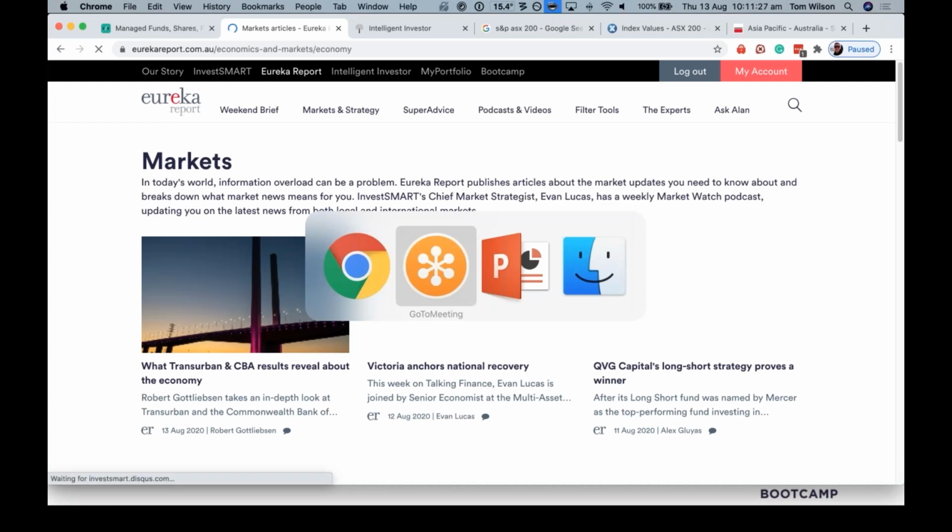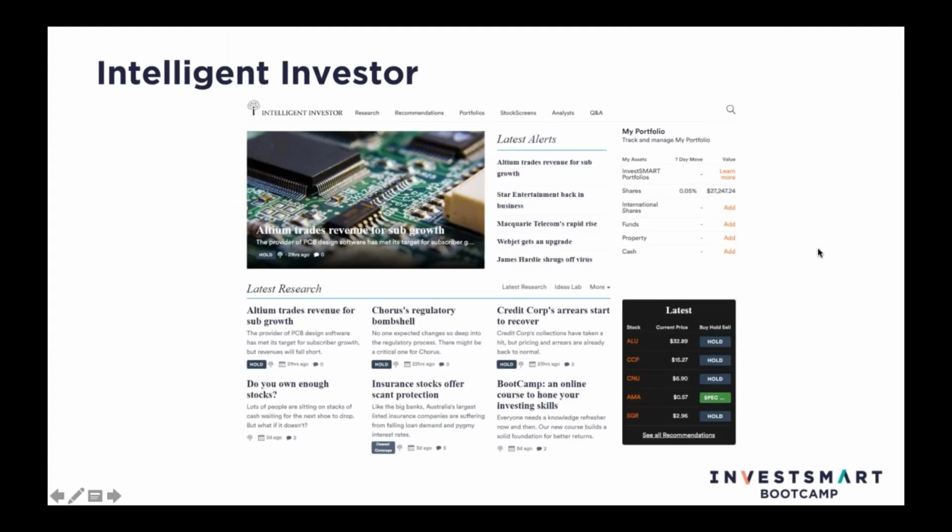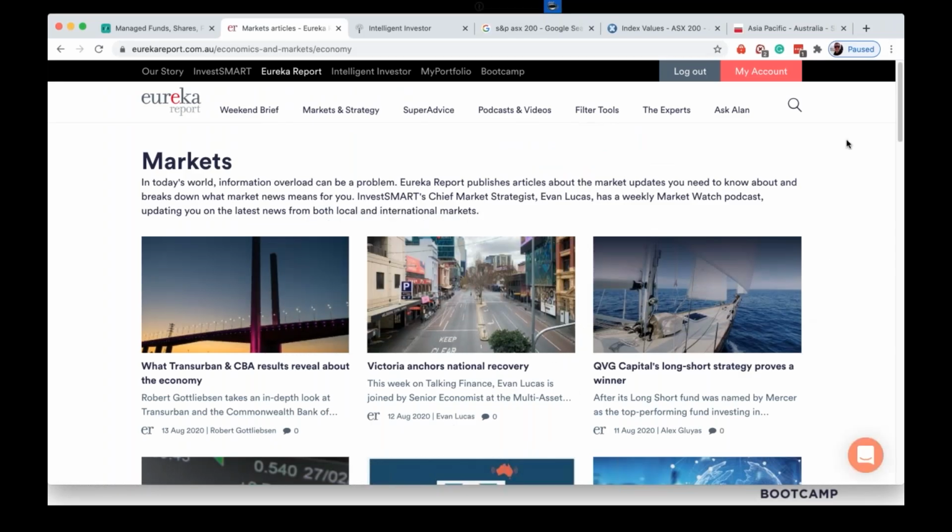So the other resource that you've got, and you should definitely take advantage of, is Intelligent Investor. It has a value investing philosophy, and you've got analysts working behind the scenes, giving you their research, but also their latest recommendations on ASX stocks. So let's have a quick look at that as well. As I'm going through, if you've got a question, definitely pop it in there into the side, and I'll stop and take a look at it for you so we cover off everyone.